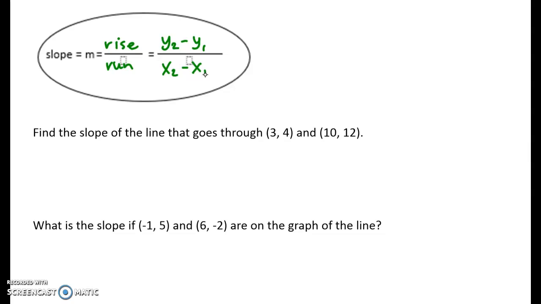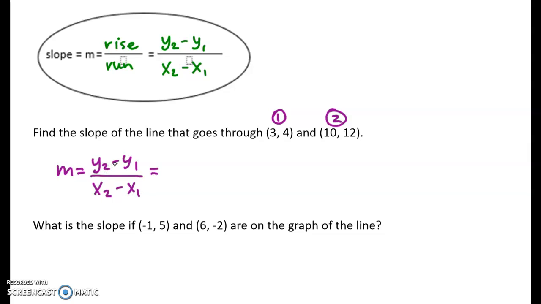We can find the slope using this formula just with a sentence, like the example below. It says, find the slope of the line that goes through point 3, 4 and 10, 12. So the first thing we need to do is designate which is point 1 and which is point 2. Okay? Now let's use that formula. Slope is going to equal y2 minus y1 over x2 minus x1.